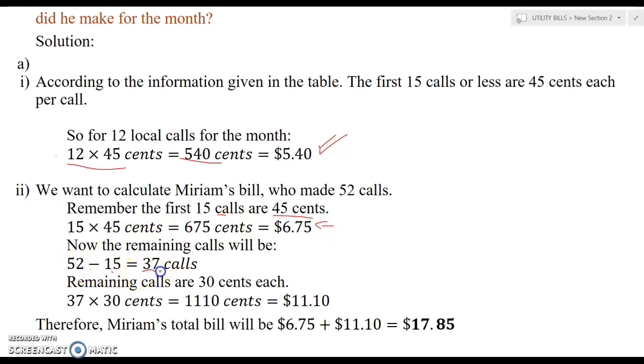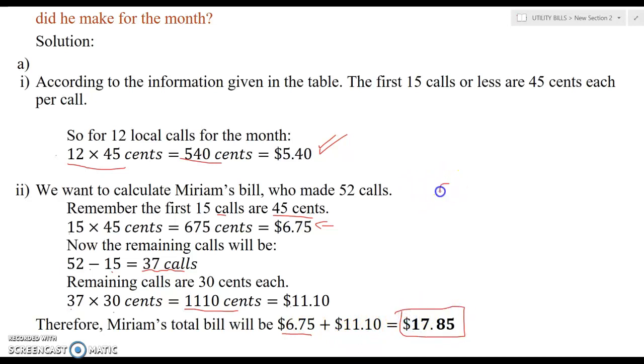And the remaining calls will be 52 take away 15. So the remaining calls is 37 remaining calls. And remember the remaining calls are 30 cents each. So 37 times 30 will give you, remember this is cents, $11.10. So our total bill is the $6.75 plus $11.10. Our total bill is $17.85.